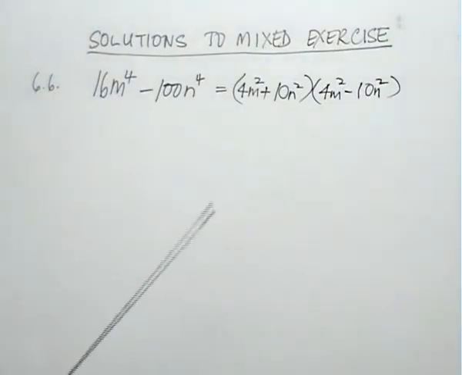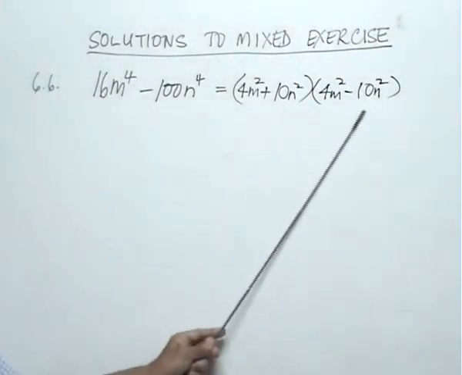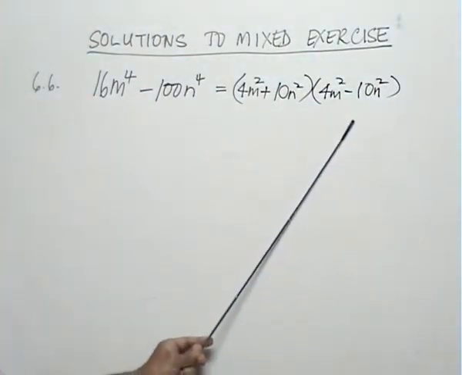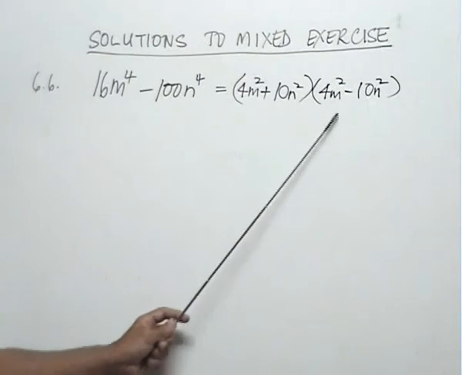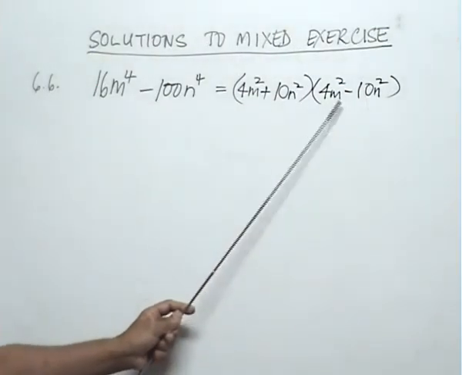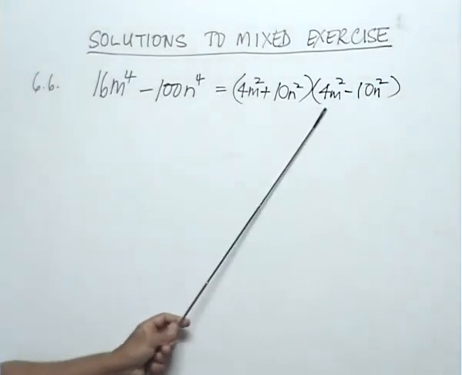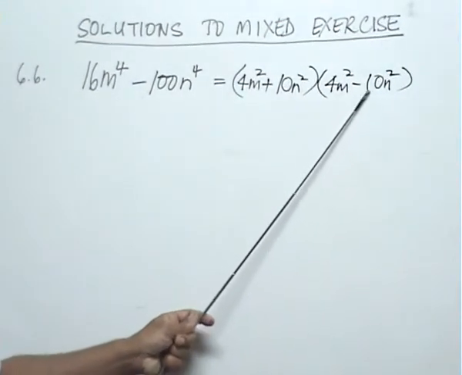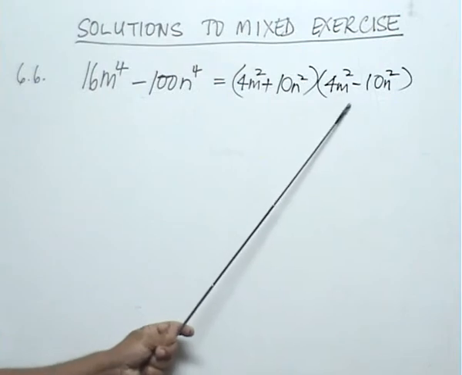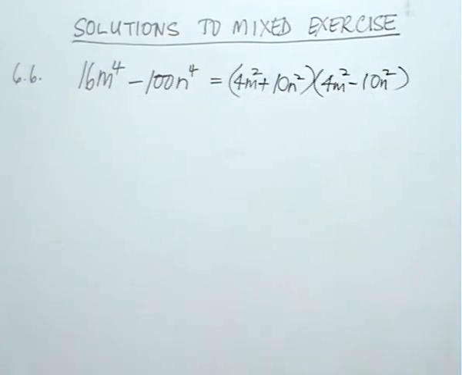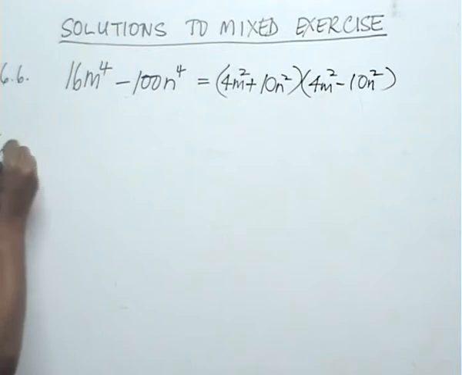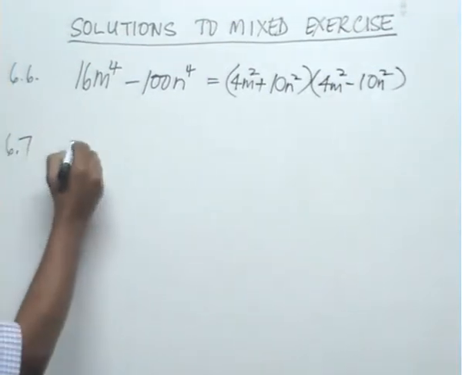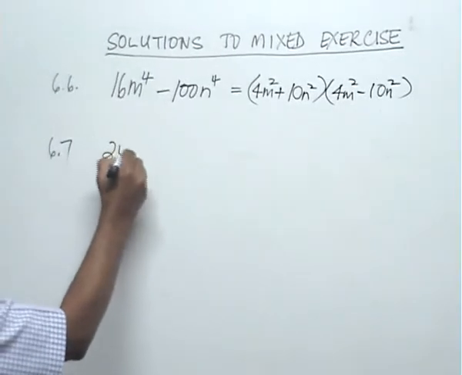Now, remember you must factorize and then look at the answer again, because you may be able to factorize again. But when we look at the second bracket, it's not a difference of two squares because the 10 is not a perfect square, so this cannot be factorized anymore. We have to stop here. So that is the answer for 6.6. Move on to 6.7.